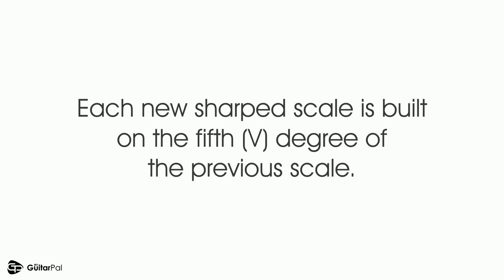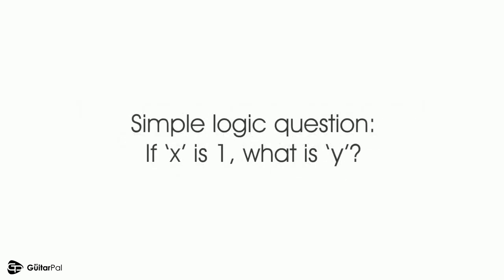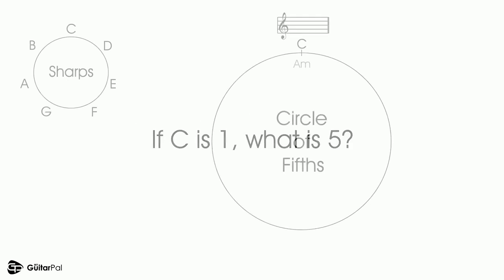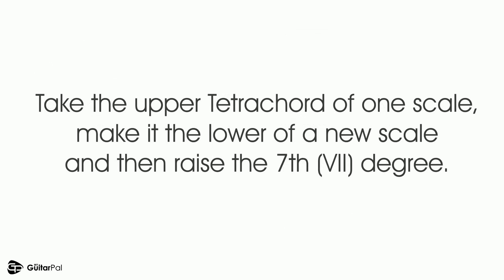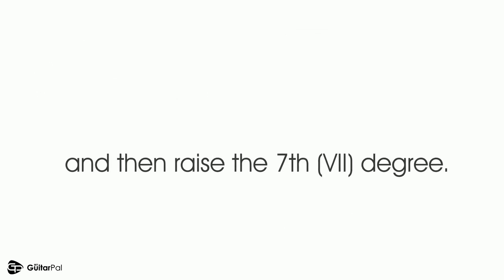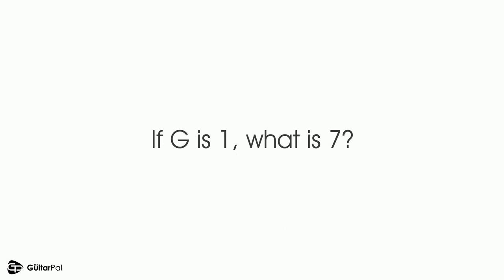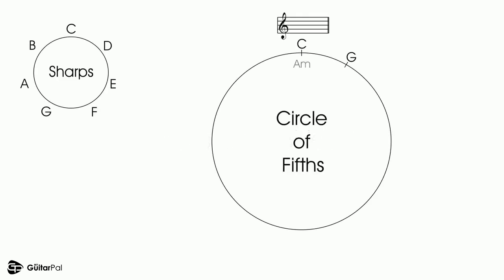When working with scales and chords, we often make use of logical if statements. These statements always begin the same way. If X is 1, what is Y? Exploring the circle of fifths, the first question we need to answer is, if C is 1, what is 5? So counting up the scale clockwise, we arrive at the start note for the next key, G. Going back and looking at the second half of the original tetrachord statement, the next question we have to ask is, if G is 1, what is 7? And counting up the scale, we arrive at F.